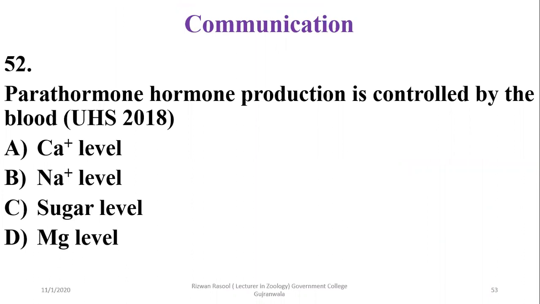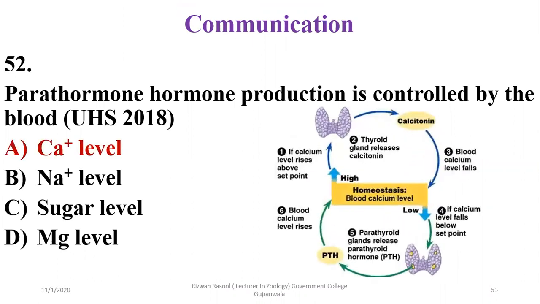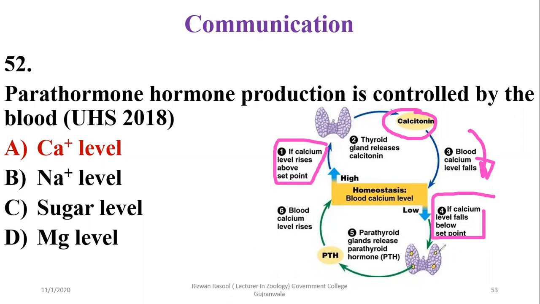Parathormone hormone production is controlled by the blood calcium level because calcium is primarily regulated by two hormones, calcitonin, which lowers down, suppresses the calcium level, and it is released if the calcium level is above set point. But if calcium level falls below set point, parathyroid gland is stimulated to release parathormone, which ultimately increases blood calcium level.